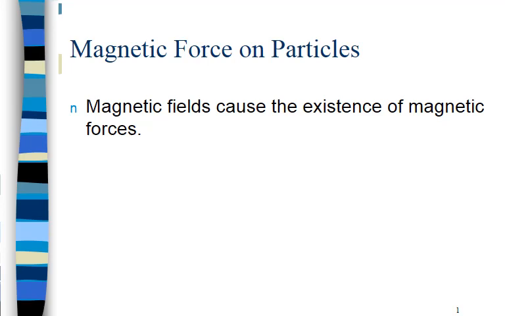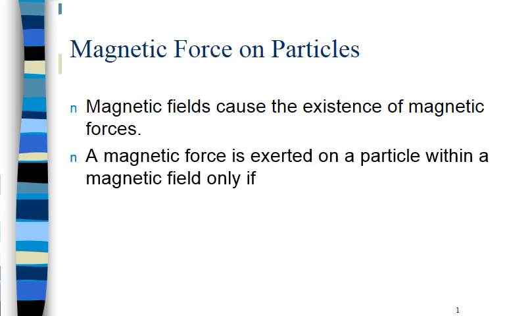Magnetic force on particles is a really important thing, especially in the Large Hadron Collider, where you're taking protons close to the speed of light and smashing them together. The magnetic fields are responsible for keeping them in a loop. The electric fields speed up the particles, but then the magnetic field keeps them in a loop. And so, magnetic force is exerted on a particle.